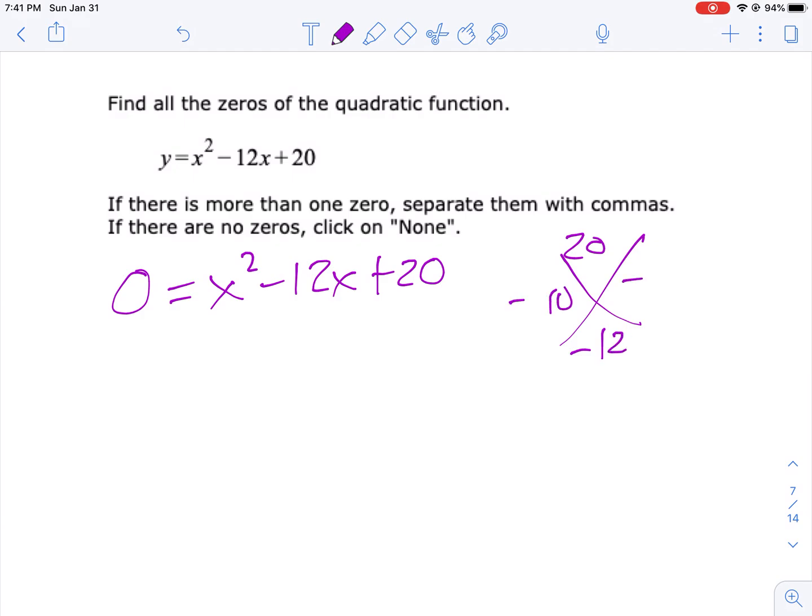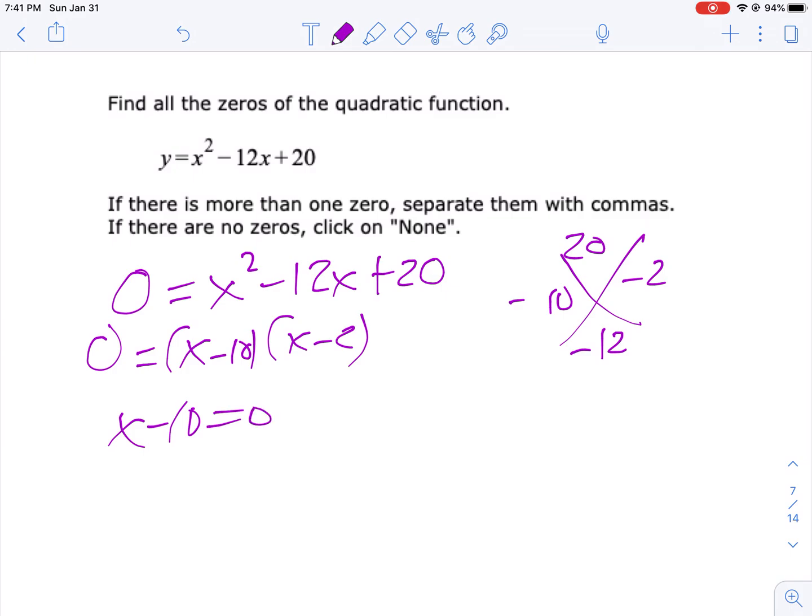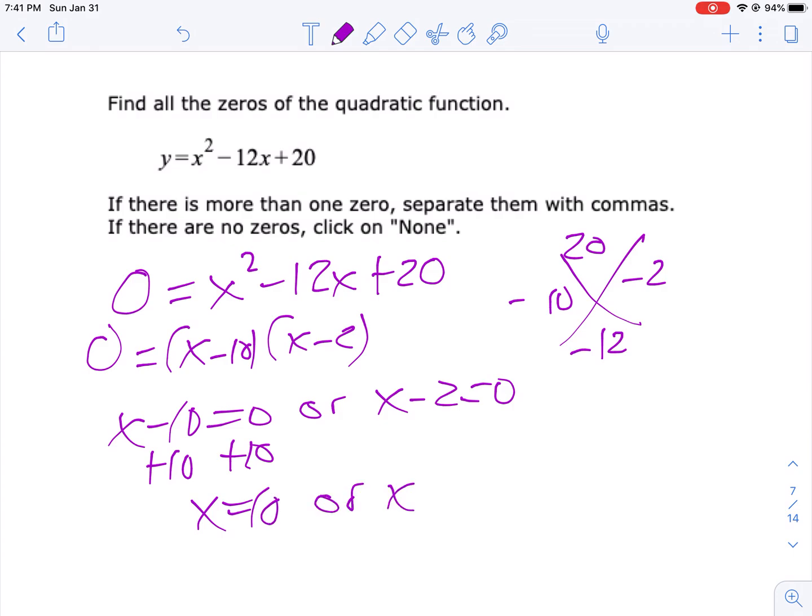So 10 and 2. So x minus 10 times x minus 2 equals 0. So x minus 10 equals 0, or x minus 2 equals 0. So add 10 to both sides. X equals 10. Or what do you subtract from 2 to make 0? Well, that would be 2. So when you type that in, you go x equals 10, comma 2.